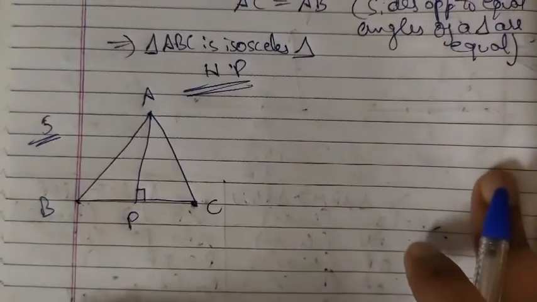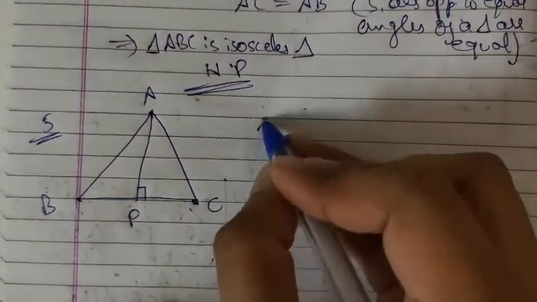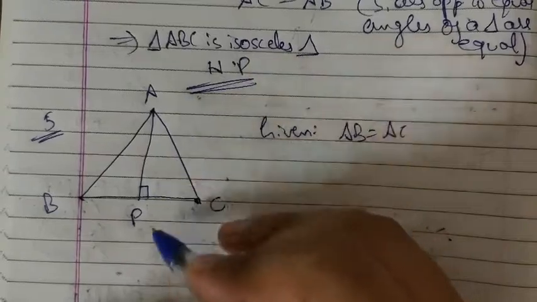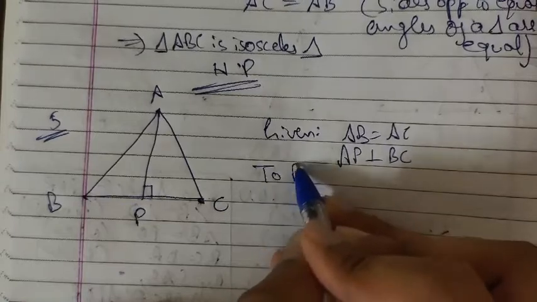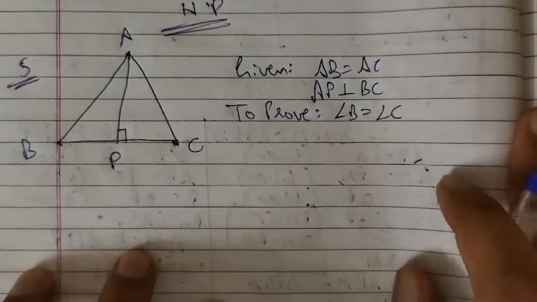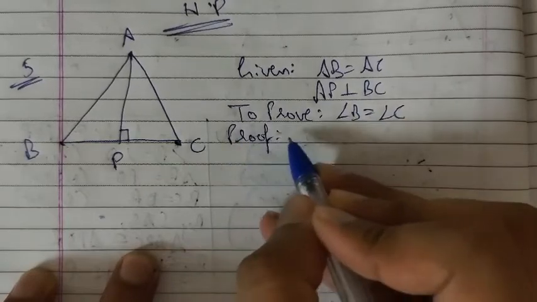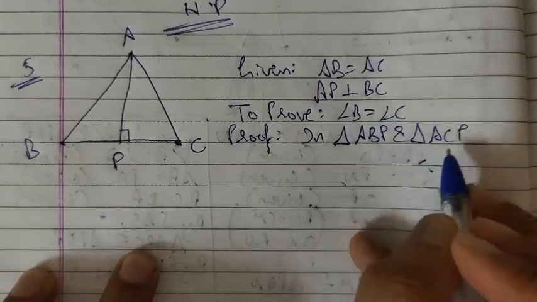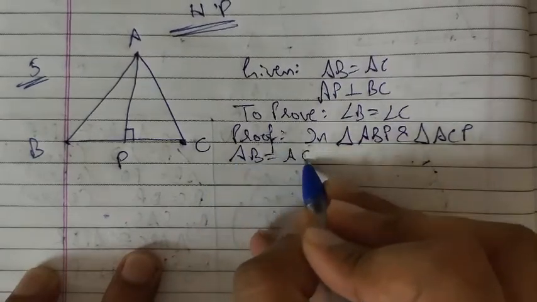Now in the next question it is given that ABC is an isosceles triangle. AB is equal to AC. So given AB is equal to AC and AP is perpendicular to BC. So we have to show or to prove angle B is equal to angle C, right? So angle B and angle C are a part of these two triangles. So proof, in triangle ABP and triangle ACP, right? So we know that AB is equal to AC, it is given.